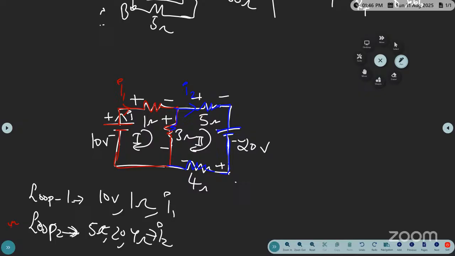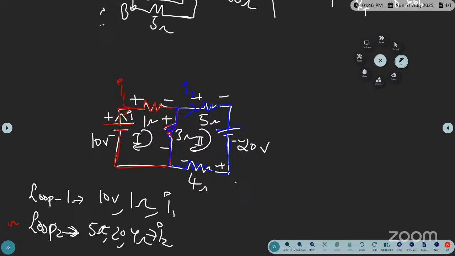Okay, same. So 3 ohm, red color, loop 1, blue color, loop 2. So both currents will flow. Okay, both currents will flow. So how much current is flowing now?